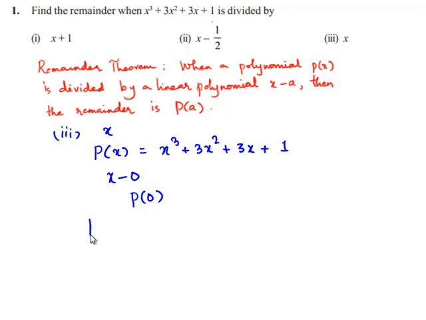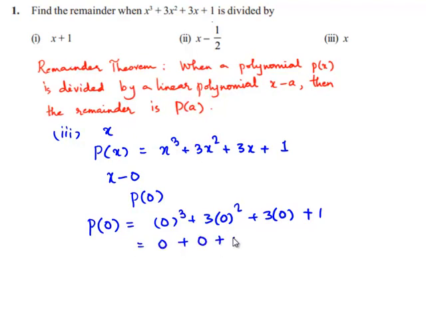p of x, which becomes p of 0 is equal to 0 cube plus 3 times of 0 square plus 3 times of 0 plus 1, which is 0 plus 0 plus 0 plus 1. Nothing but it becomes 1. Therefore, p of 0 is equal to 1. By the remainder theorem, the remainder of the given polynomial is p of 0, which is nothing but 1. That is, the remainder is equal to 1.